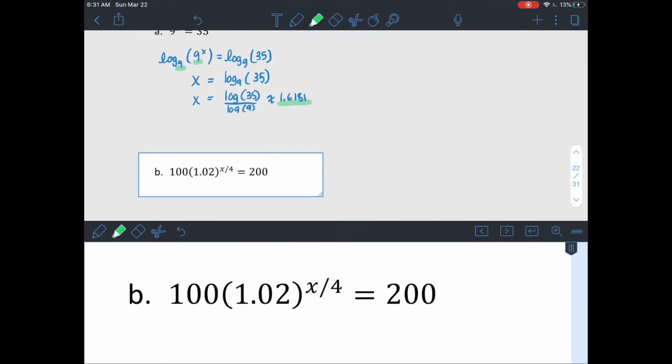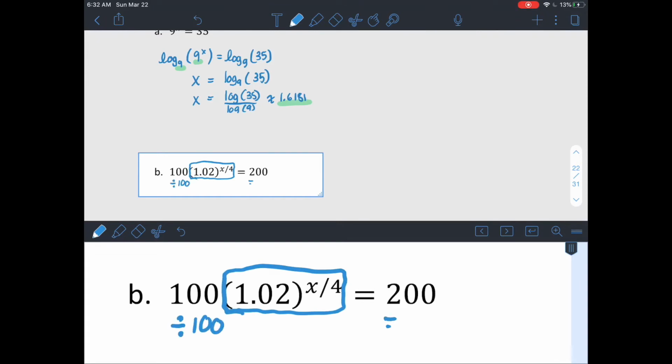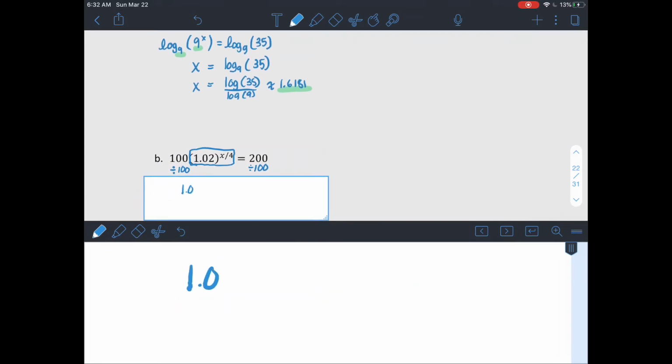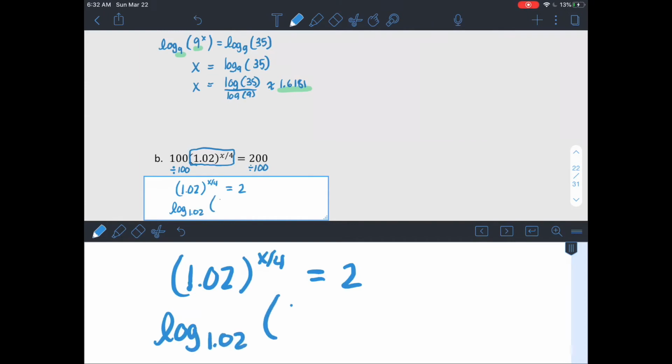If you have something else involved with your exponential function, you want to get your exponential part by itself first before you do a logarithm. So I'm going to divide both sides by 100, which is just going to give me my exponential part equals 2. Now use the logarithm that matches the base of your exponential. So do log base 1.02, even though it's ugly, of both sides of your equation.